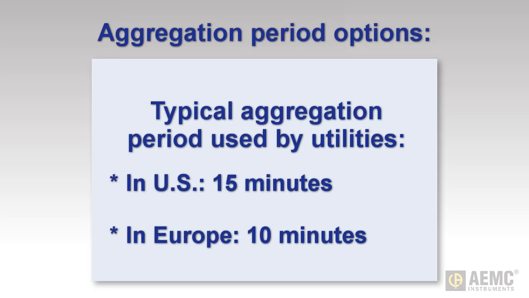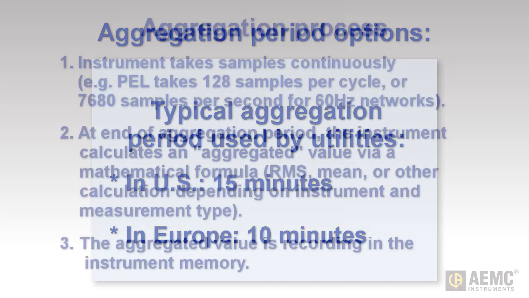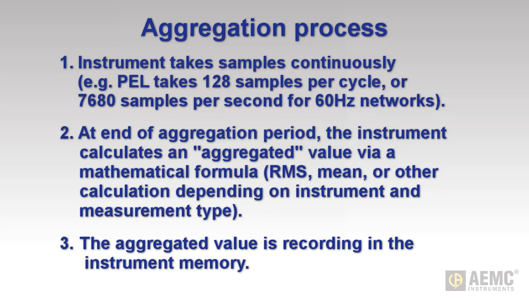The typical aggregation period used by utility companies in the U.S. is 15 minutes, while in Europe, the period is typically 10 minutes. Note that aggregation does not affect how often an instrument takes a measurement.